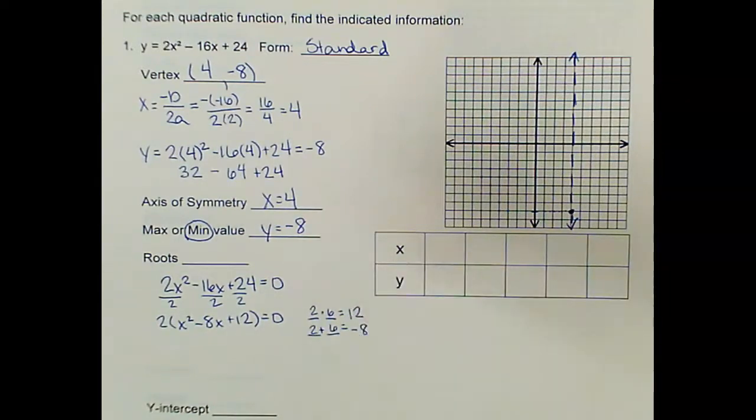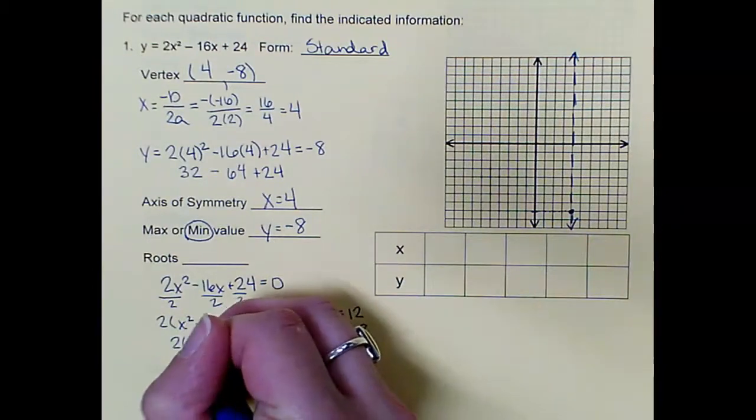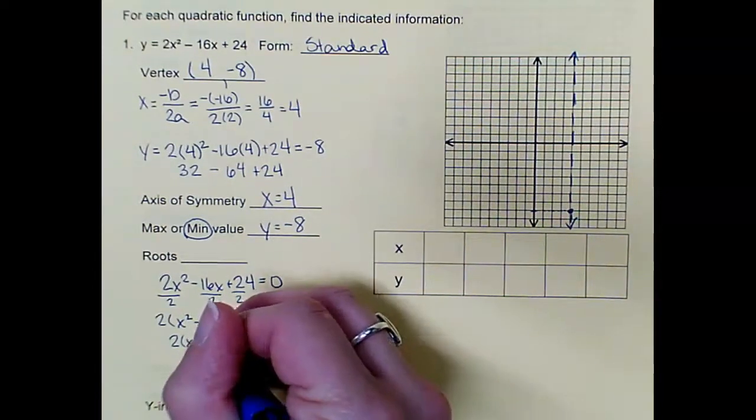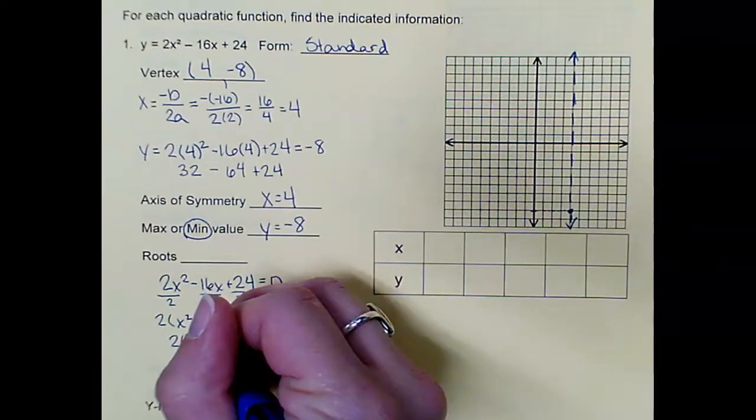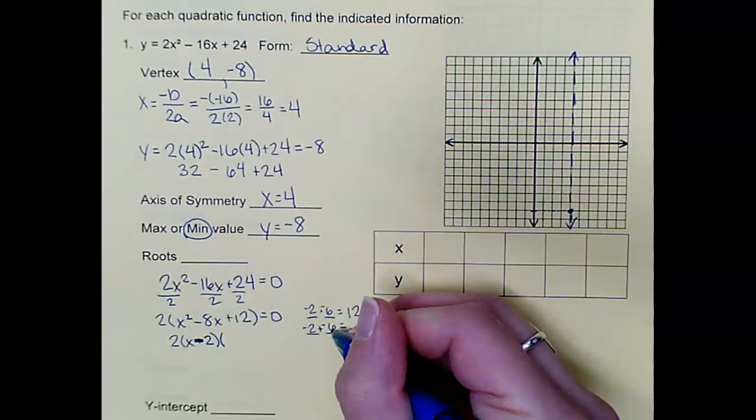But how do we need to change them? They both need to be negative. So here, our factored form is x plus 2, or sorry, x minus 2, because it's a negative 2, and x minus 6.